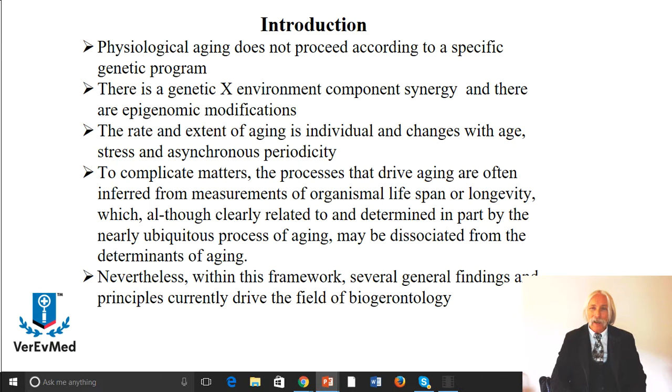Now, the rate and extent of aging, as I've alluded to, in each individual will change with age. So there is a chronological aspect to aging. And there's also what I call an asynchronous periodicity, which I alluded to a few moments ago. That is, in 1 year, your body or the organs in your body or the cells in a given organ or tissue can age much more rapidly than in any other given year. So it's not a uniform linear process by any means. And we know this from numerous animal studies and also human studies.